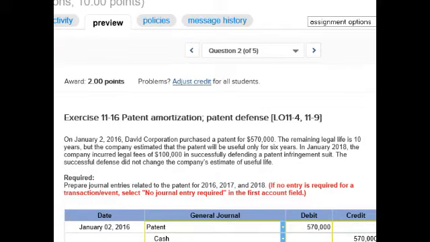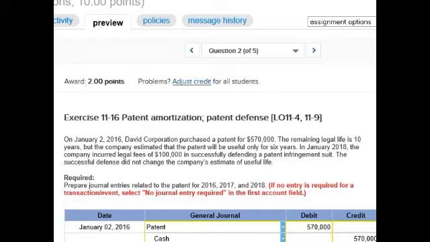Hi guys, I am on chapter 11, homework assignment number 2. I received a question on number 2 asking about information on patent amortization. Patent amortization is similar to depreciation, except that for depreciation, you know how we use the accumulated depreciation account? For a patent or intangible assets, we don't have such a contra asset account. Rather, we just directly reduce the asset.